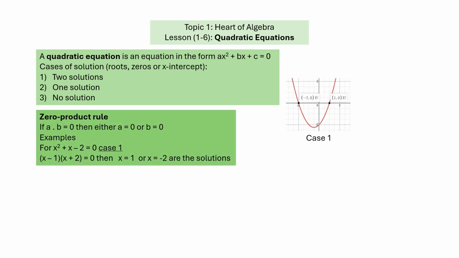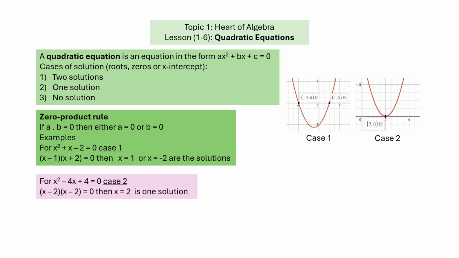Look at this graph. You see that it intersects the x-axis at two positions, negative 2 and 1. Zero product rule: when you have two brackets multiplied by each other equal to 0, either the first bracket is 0, and you get x equals 1, or the other bracket x plus 2 equals 0. So the solutions are 1 and negative 2.